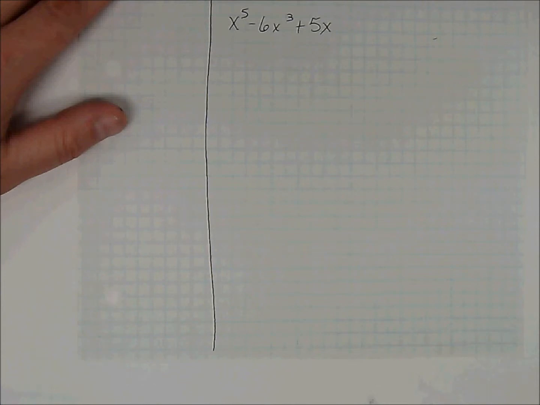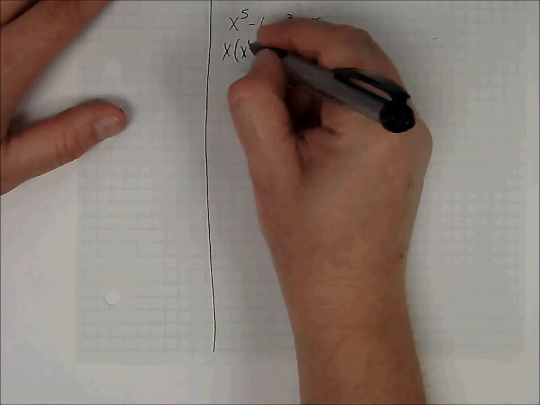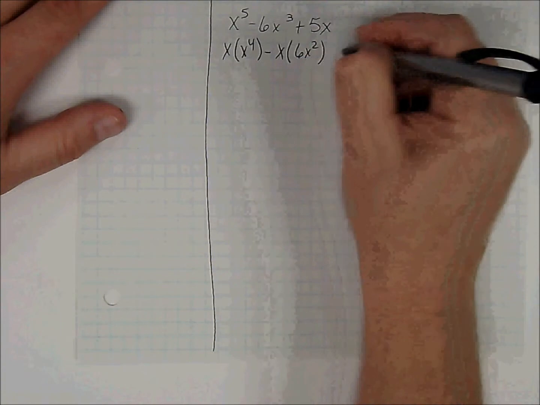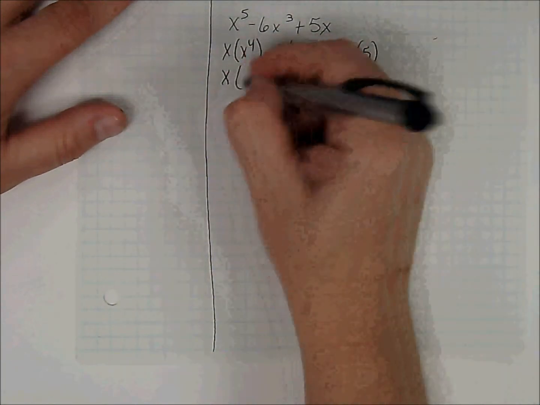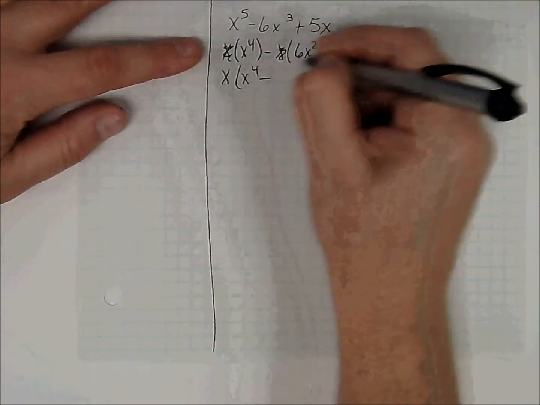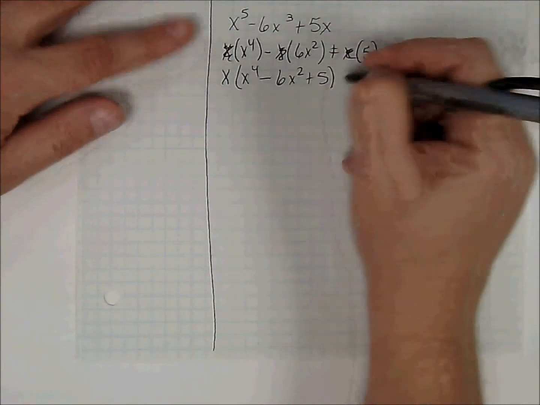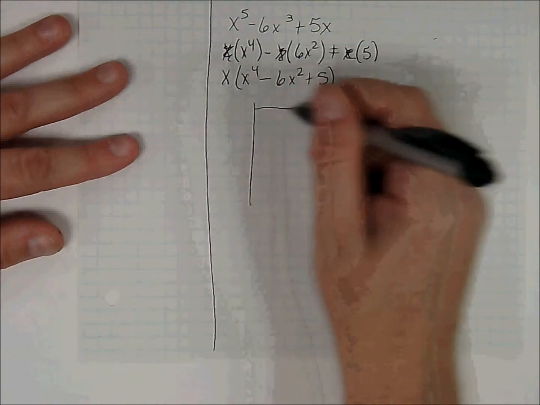What do they have in common? They all have at least one x. So this is x times x to the fourth, x times, well, I need a 6, x squared, plus x times 5. So take that x out, and I get x to the fourth minus 6x squared plus the 5. Now I'm ready. I look at it and go, there's 3 terms. 3 terms means I box it.